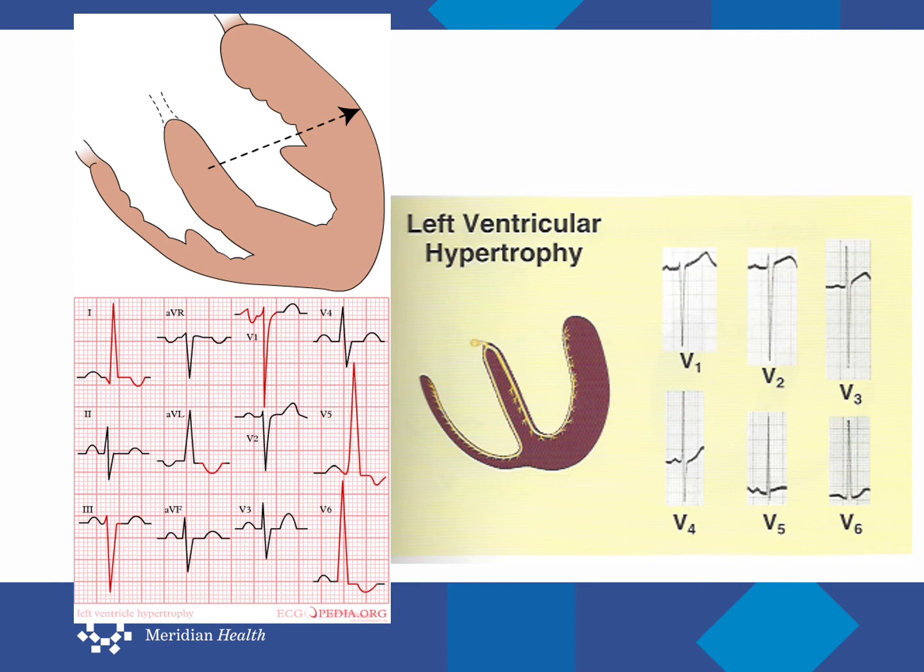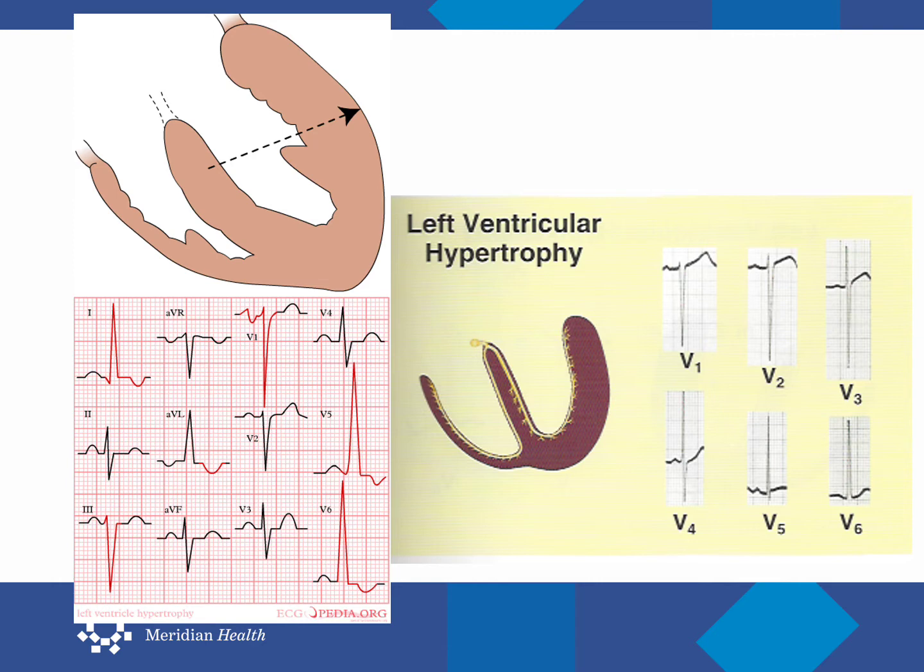That means that the leftward-looking leads, 1, aVL, and the lateral precordial leads, V5 and V6, will have very positive deflections. The rightward leads, V1 and V2, will show deeply negative deflections as the bulk of the depolarizing cells head away from them. Positive in the left, negative in the right.